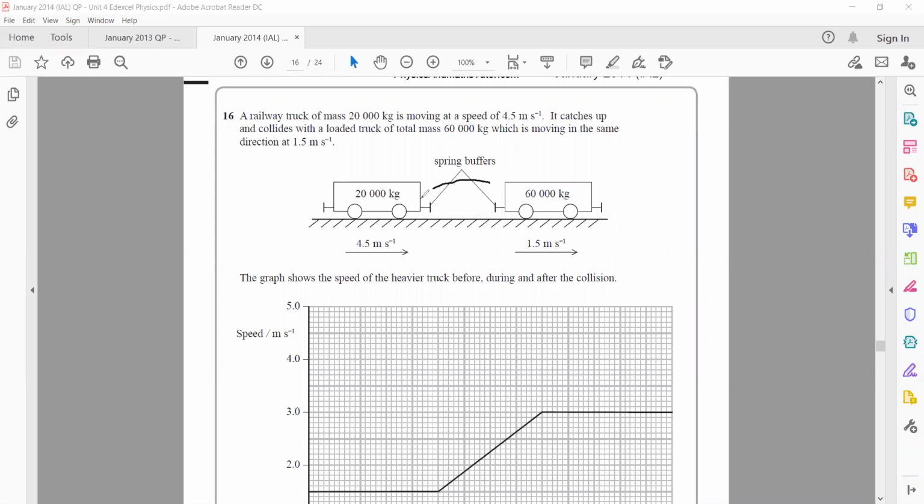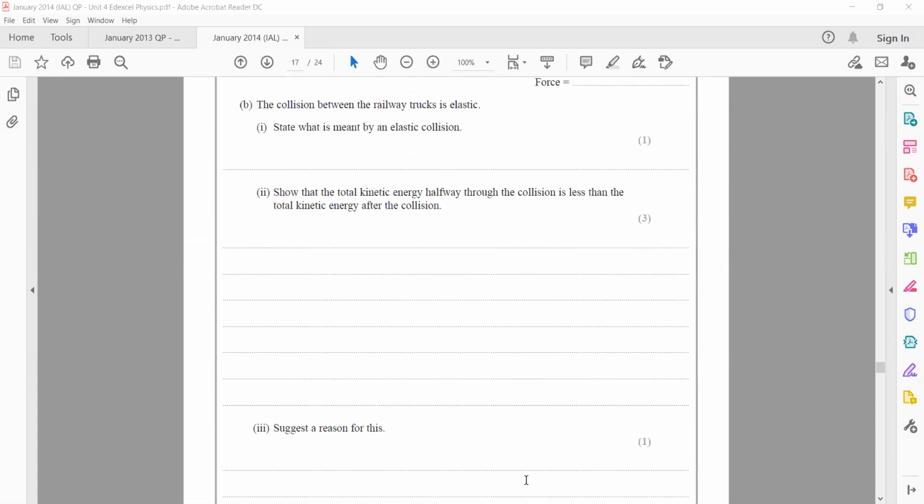Yes, during a collision, energy is stored in the spring. That's why, as the energy is stored in the spring, the kinetic energy decreases. But once the springs, which initially compress, extend or return to their original positions, the energy is transferred again to the railway trucks, so the kinetic energy increases. Is it clear? Yes, sir.